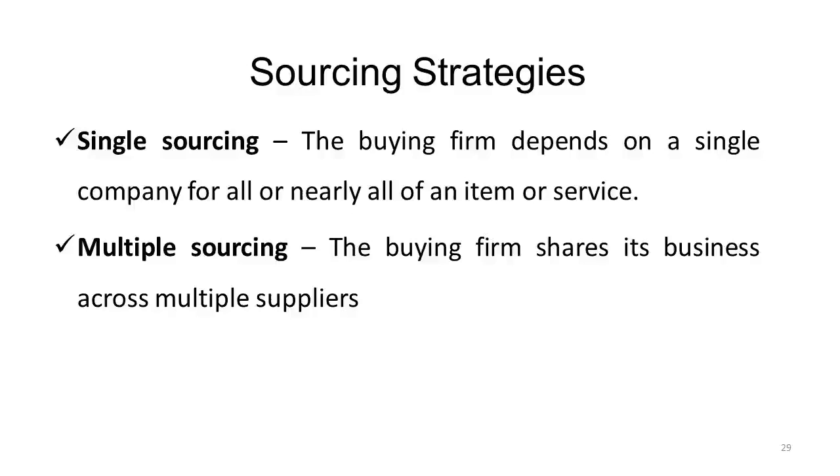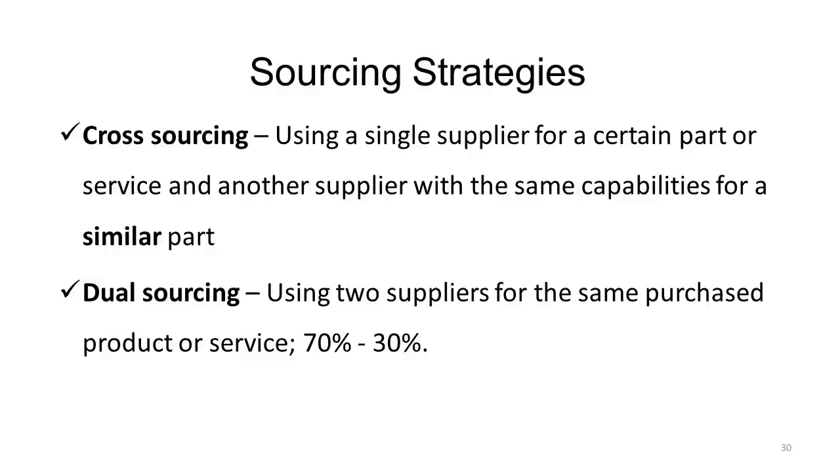That is single sourcing. Multiple sourcing is the buying firm shares its business across multiple suppliers, meaning to say, I buy buttons from vendor 1, vendor 2, vendor 3. I buy zippers from vendor 4, vendor 5, vendor 6. Everything that I buy, labels. I don't buy labels only from one company. I buy labels from at least 3 to 4 companies. That is multiple sourcing.